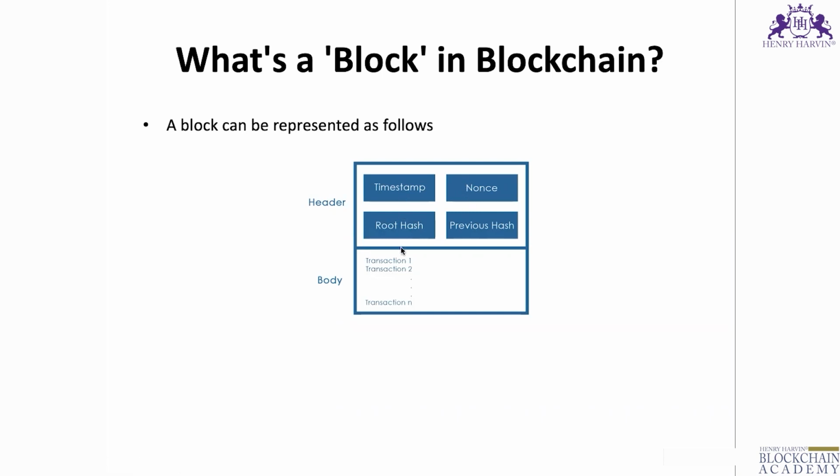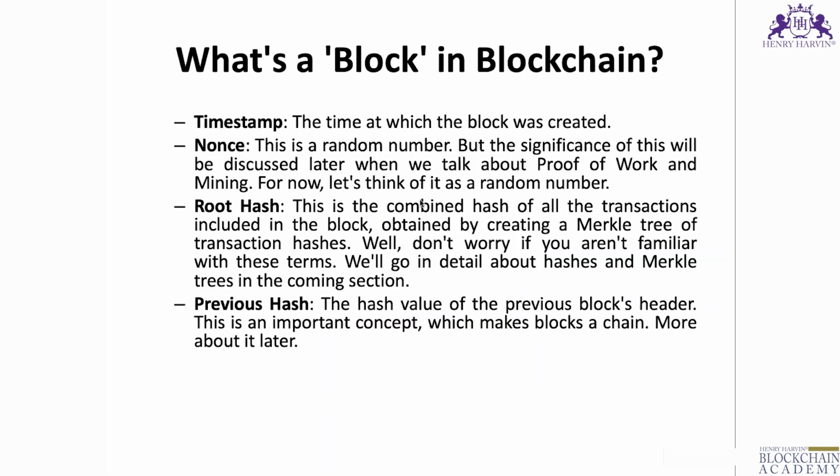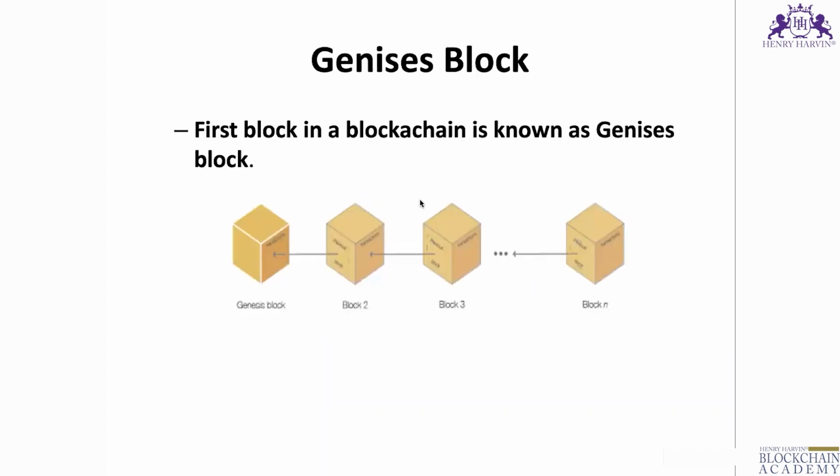Okay, so timestamp, root hash, and the previous hash are very important. We will see what the previous hash is. When a blockchain, Ethereum or Bitcoin, is created, Ethereum in 2014 I think, and Bitcoin in 2004 or 2005, only the zeroth block is there. Only the first block.